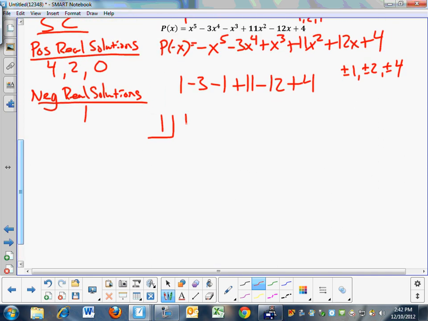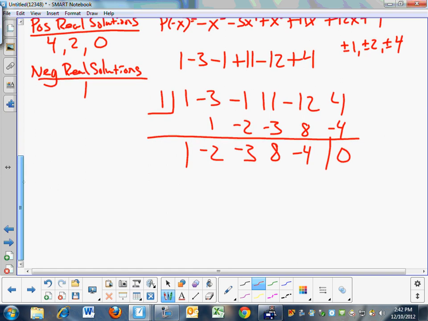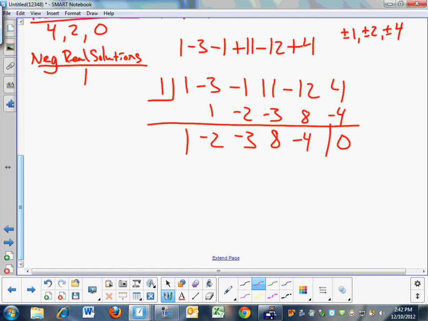Oh boy. 1, negative 3, negative 1, 11, negative 12, 4. Drop down the 1, multiply. Are the answers all positive? No. So it's very possible that we would have another positive real root that's bigger than that.